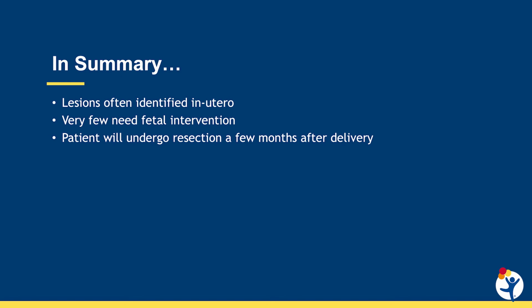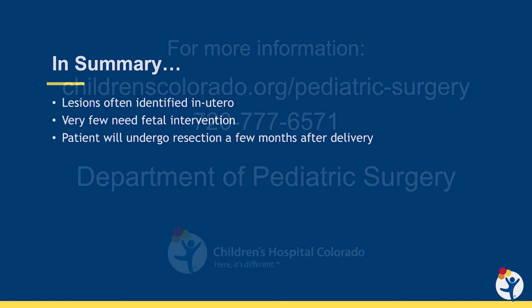In summary, these lesions are often identified in utero. They rarely need an intervention performed before the baby is born. We try to have your babies deliver at term, and then we follow them up in a couple months after delivery to plan a resection. The reasons for these resections are multiple. One of the advantages of resecting at this time point is that we allow opportunity for the remaining normal lung to compensate for that removed lung.